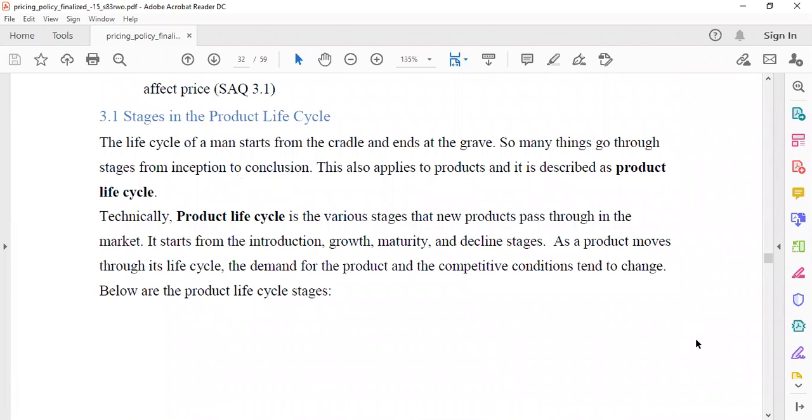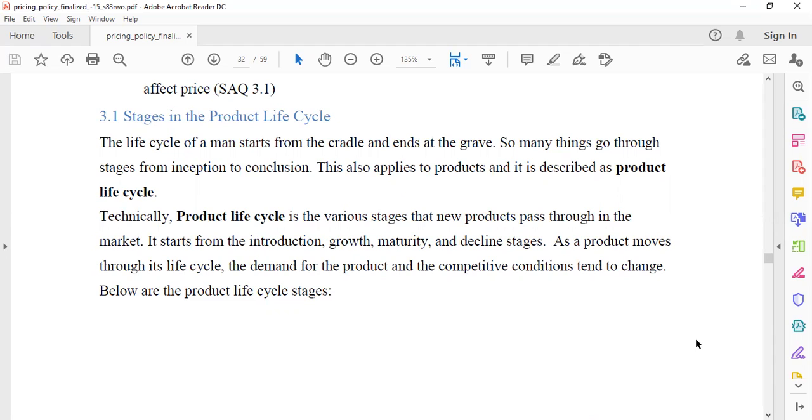First, when we talk about product life cycle, we are referring to the sales and profit history of a product. And it gives a detail of the different stages that a new product passes through in the market. The product life cycle has 4 stages. We have the introduction, the growth, the maturity, and the decline.